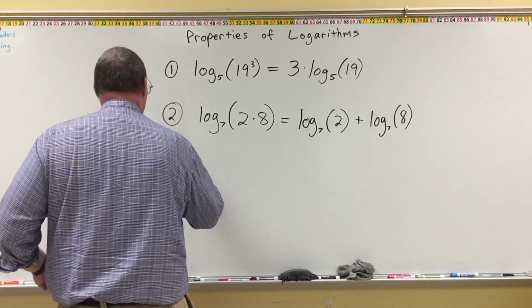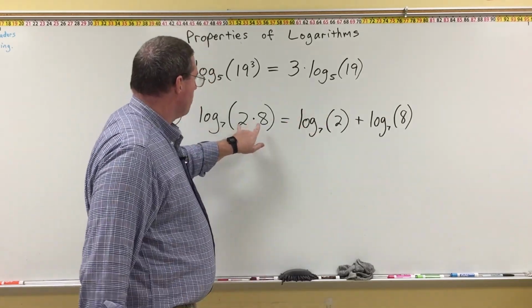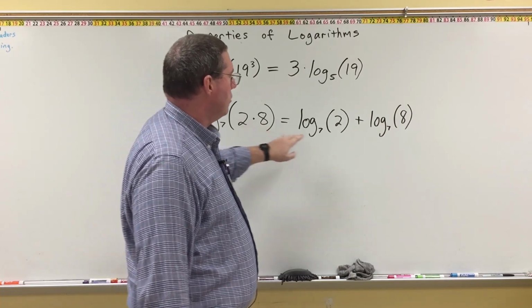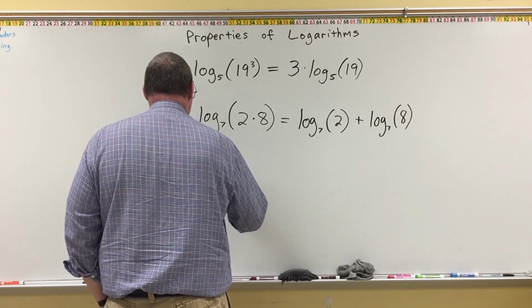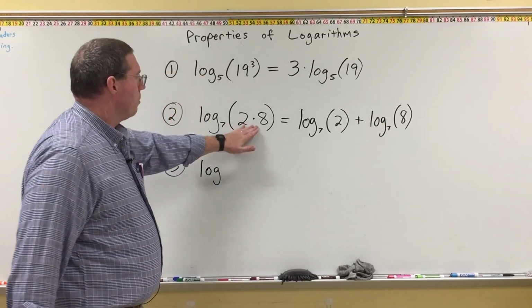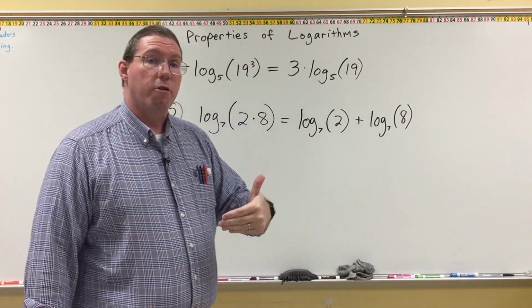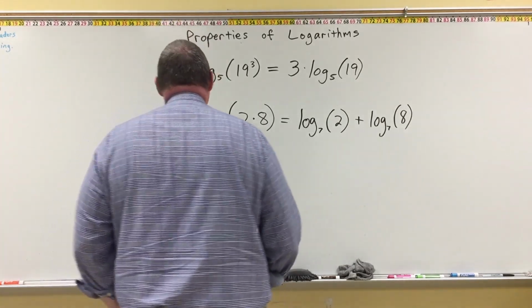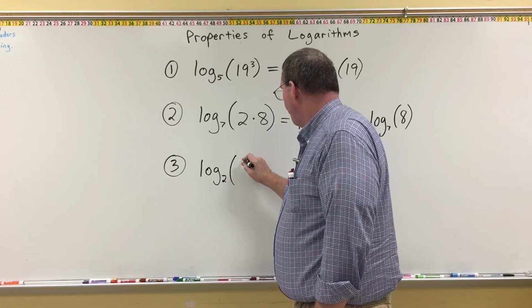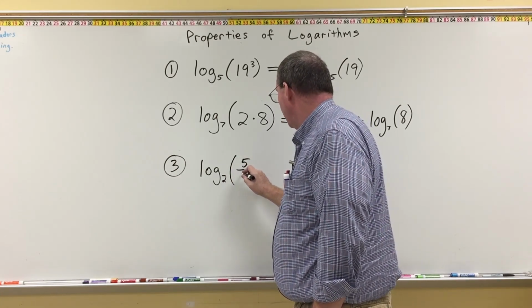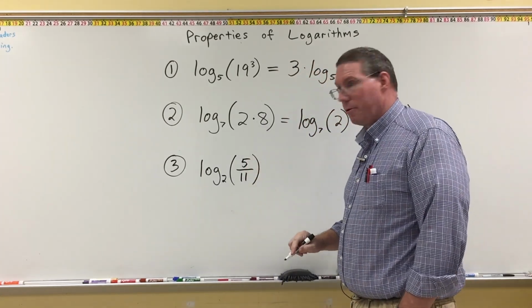And so now let's go to our third property. Now that you see this second property where logarithms turn multiplication inside the logarithm into addition between the logarithms, let's now do the division property. And you can imagine that if logarithms turn multiplication into addition, logarithms turn division into subtraction. So let's say that we had log base 2 of 5 divided by 11, let's say. See, we got division here. 5 divided by 11, okay?